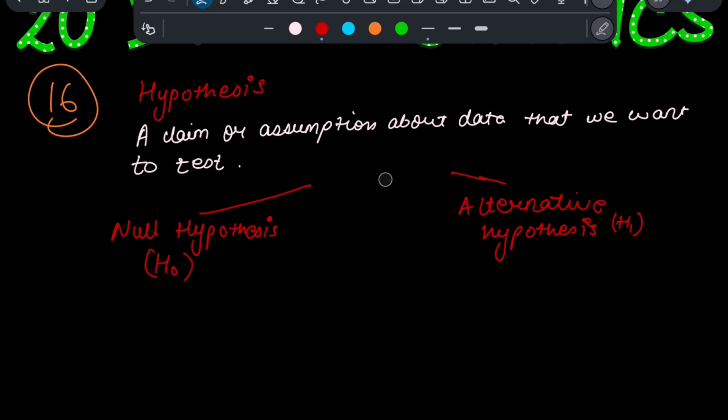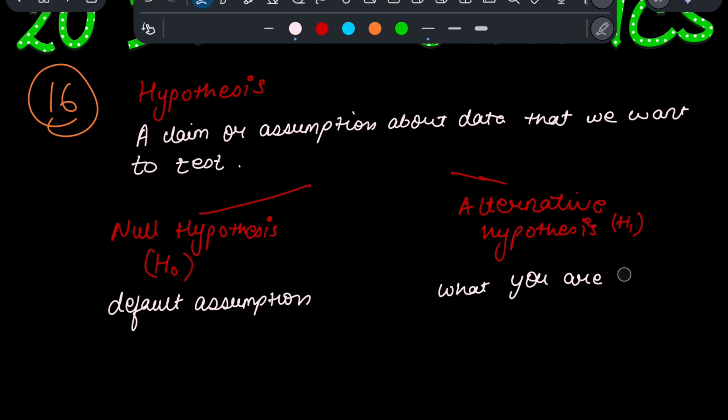So what does your null hypothesis say? A null hypothesis is basically your default assumption, and your alternative hypothesis is what you are trying to prove. The null hypothesis, or H naught, says that nothing is happening, there is no change, there is absolutely no difference, and everything is normal. Think of it as the status quo.